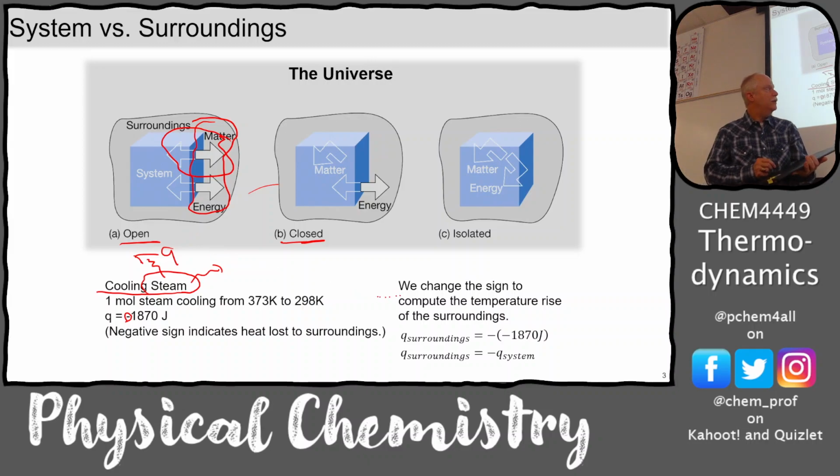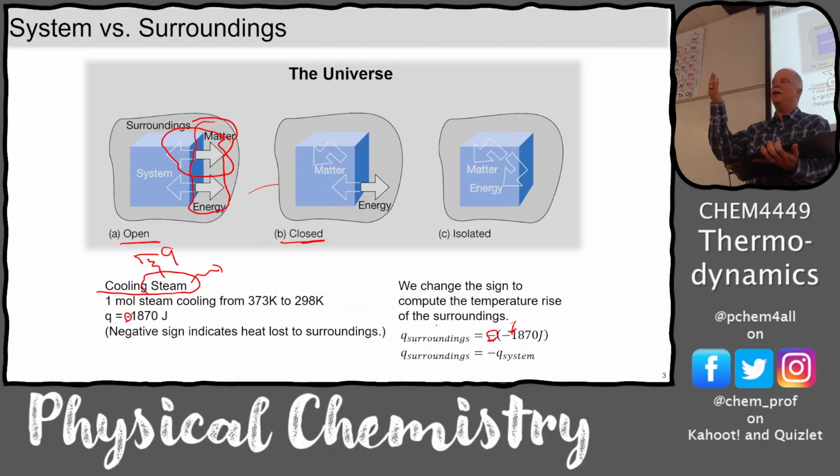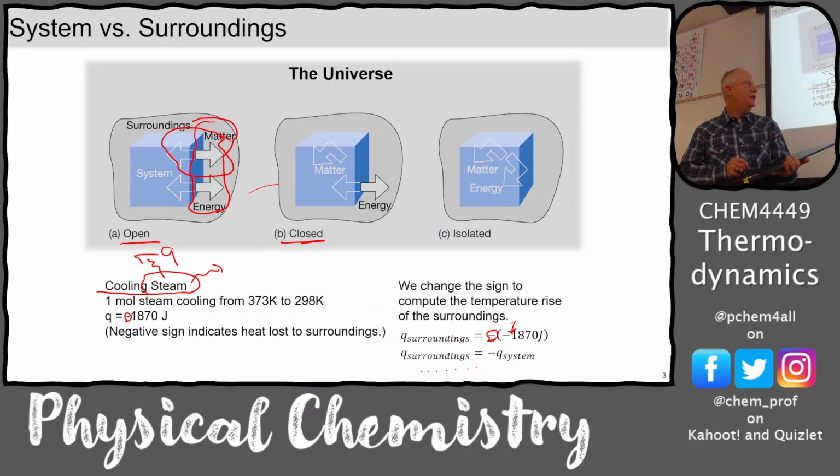And so when we compute the temperature rise of the surroundings, notice that if this is the system and it lost heat, it went into the surroundings. So the surroundings always change the sign of the system. Okay, so the heat lost by the system, that's a negative sign there. We want to know the surroundings. We change that negative sign and we know that it was positive. The surroundings gained heat, the system lost heat. Equal and opposite signs. And so this is what we see, this equation, all of the time.